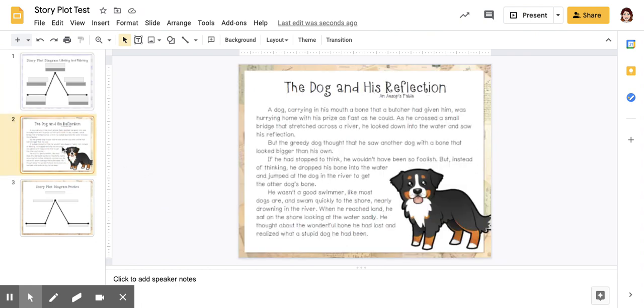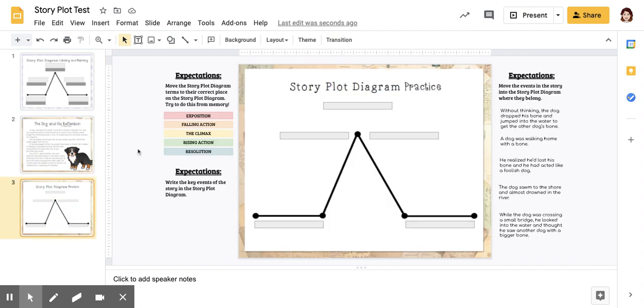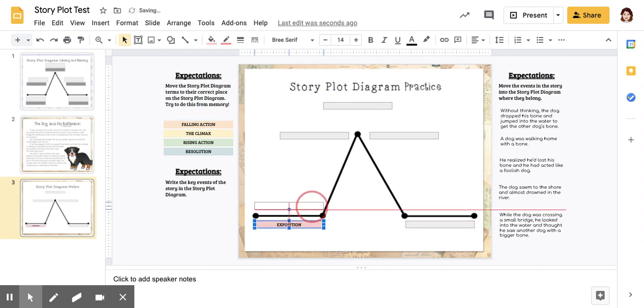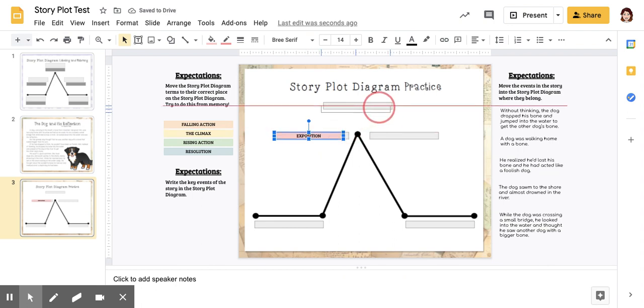On slide number 2, you'll read the story carefully, looking for all of the elements of the story plot. Once you have read the story, you will go to slide 3. Here the directions say to move the story plot diagram terms to their correct place on the story plot diagram. You can drag these parts of the diagram into the boxes that they belong to, wherever that correct position may be.